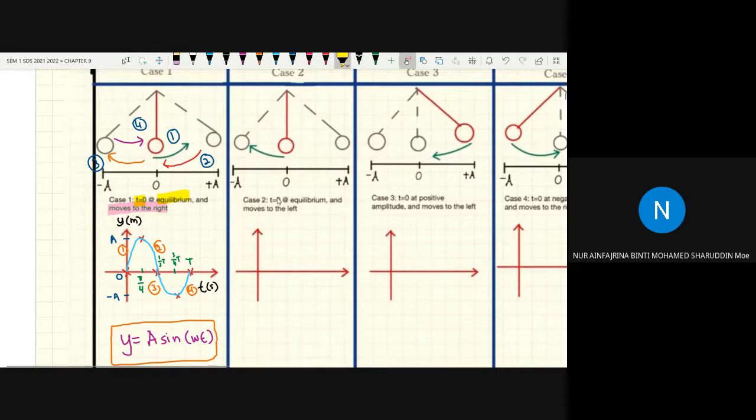Okay, now case 2. Case 2 is the same. The time equals 0, or we can say it is at equilibrium. So when the time equals 0, it is at equilibrium. But now it moves to the left first. Before, it moved to the right. Now it moves to the left. So from equilibrium, it moves to the left, which means it moves to negative amplitude.